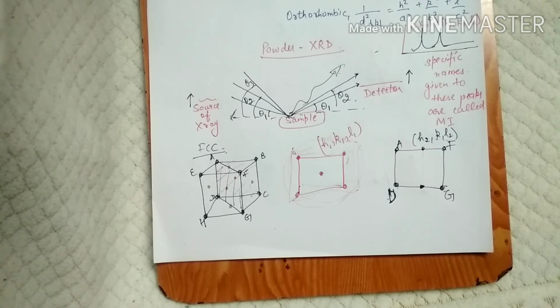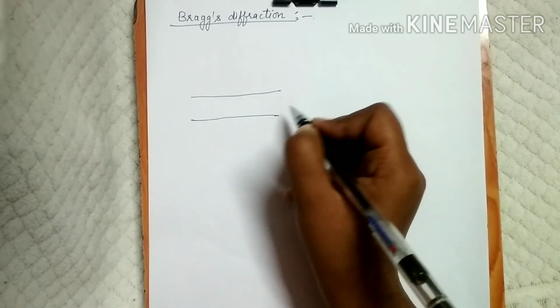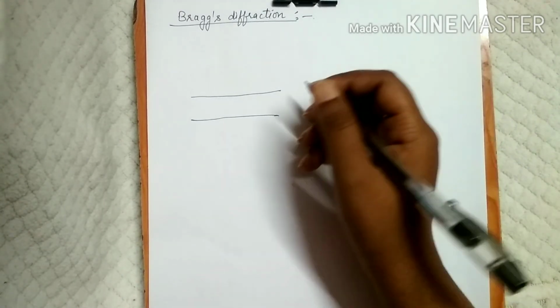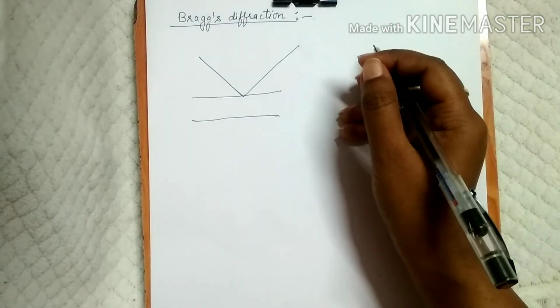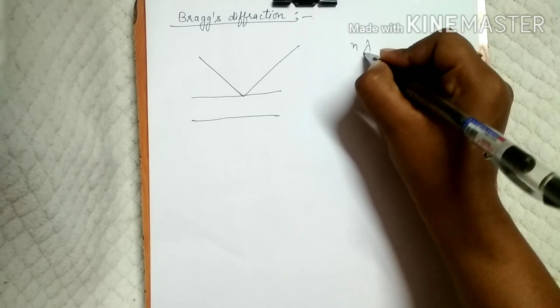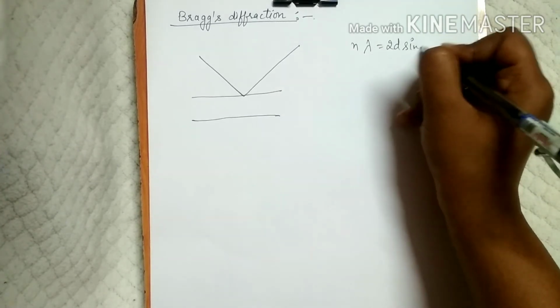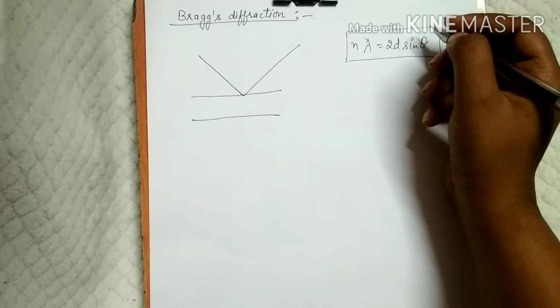So what is the principle of this powder XRD? The principle of powder XRD is Bragg's law, or Bragg's equation, which we are going to study next. So now we are going to study about Bragg's diffraction. Suppose these are the corresponding Miller indices of the planes. Suppose X-ray is hitting here and going back here. Bragg's diffraction says, the famous formula, n lambda equals 2d sine theta. Lambda is the wavelength, d is the distance between the planes.